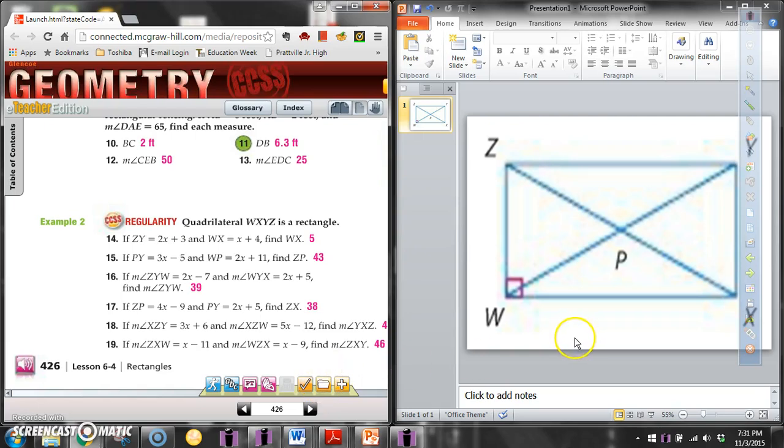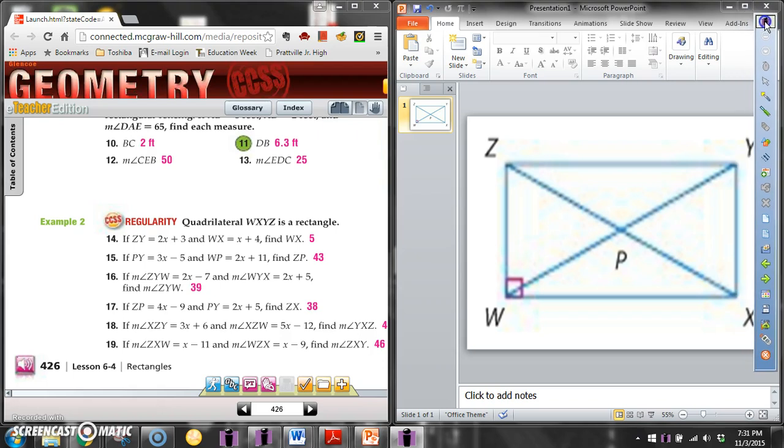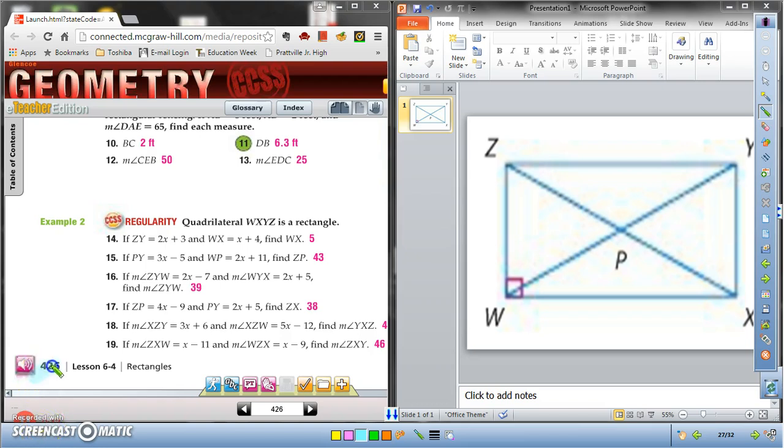Let's go ahead and review our work from yesterday, whether you finished it in class or at home. Go ahead and have that out on your desk so we can look at that together. We're on page 426 in the textbook. If you want to have that out.